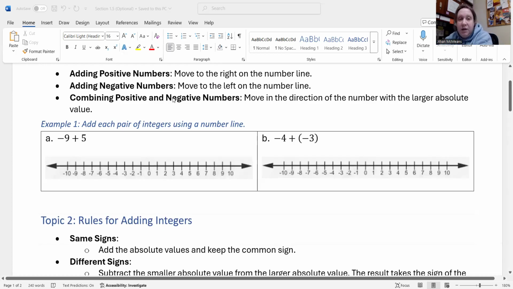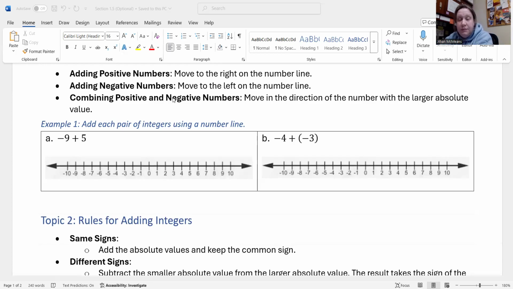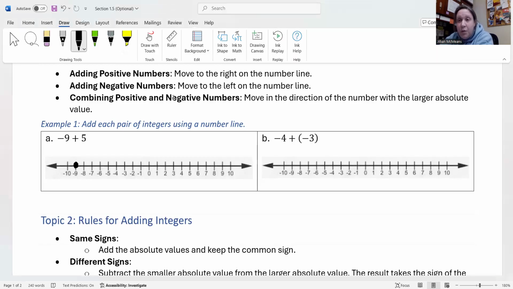We're going to add each pair of integers using a number line. For example 1, part A: I start with my first number, -9, but I want to add +5. So I move to the right 5 units, because if you're adding a positive number, you move to the right. 1, 2, 3, 4, 5 places to the right, and I end up at -4. That makes sense. Think of temperature: if it's -9 degrees when you wake up, but it increases by 5 degrees by lunchtime, the temperature would then be -4.